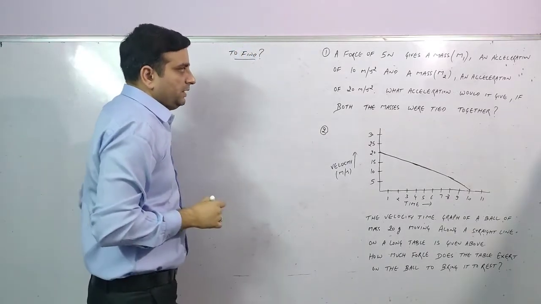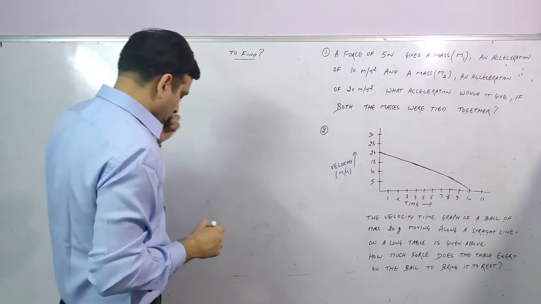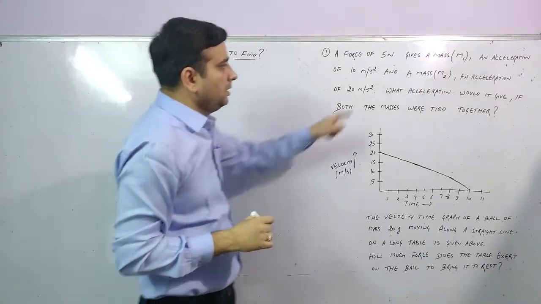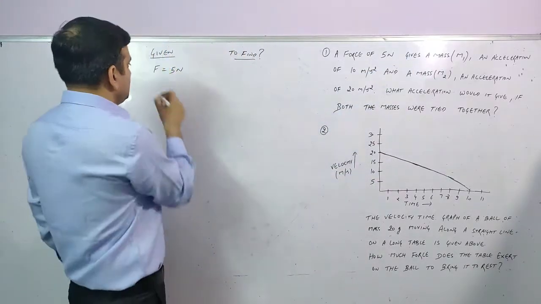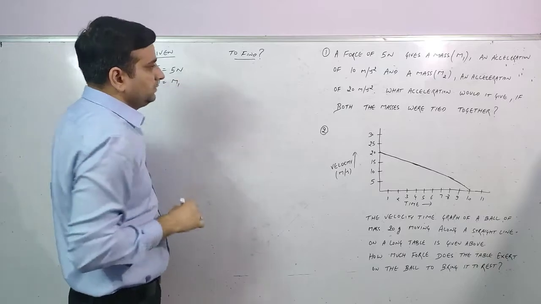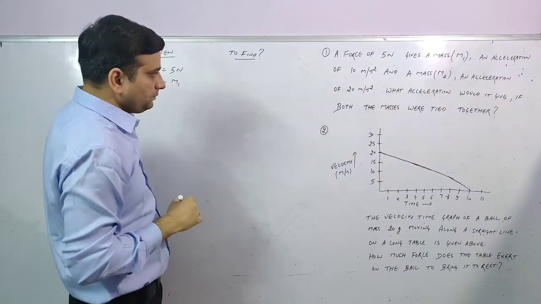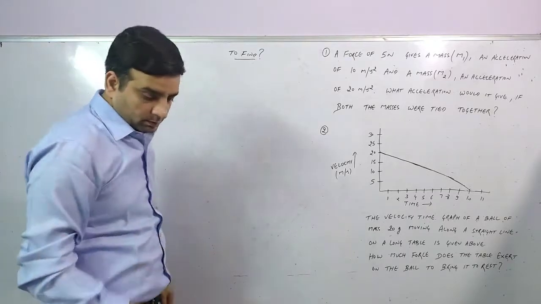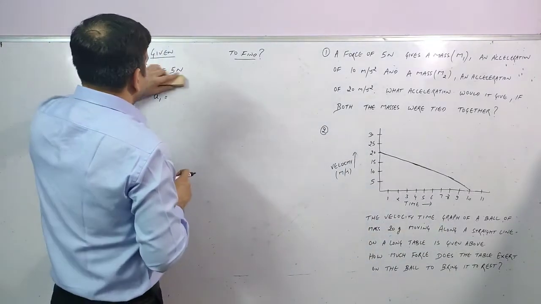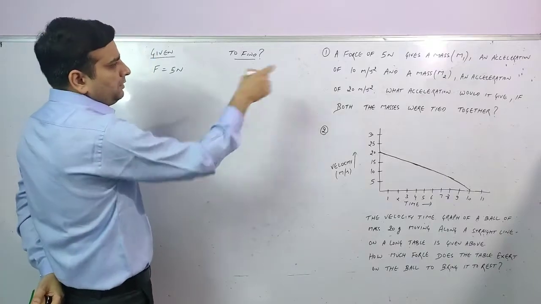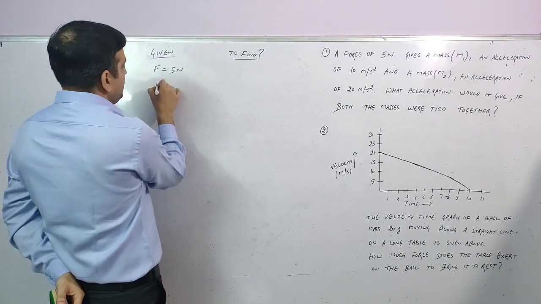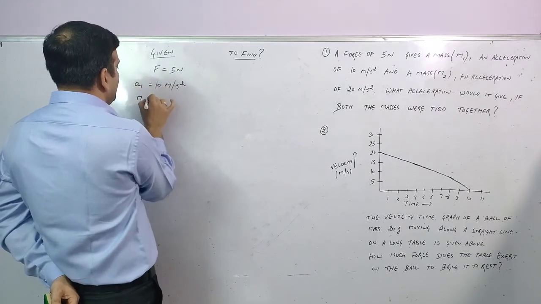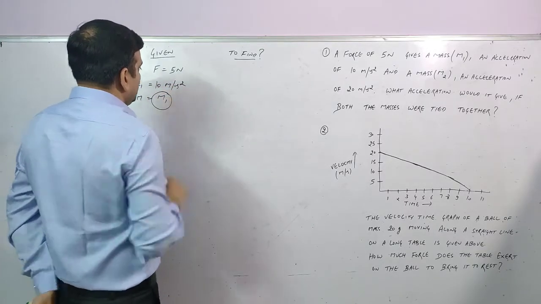So first read the statement: a force of 5 Newton. In the very first line, the force is given, 5 Newton, gives a mass m1 an acceleration of 10 meter per second square, a1. Since the mass is given in the form of m1, don't write the value. So a force of 5 Newton gives an acceleration of 10 meter per second square, a1, to a mass m1.